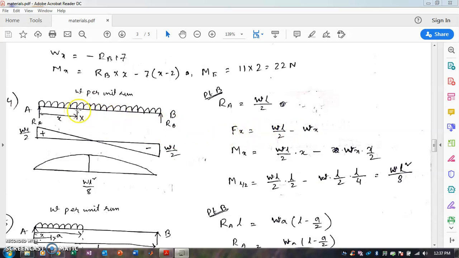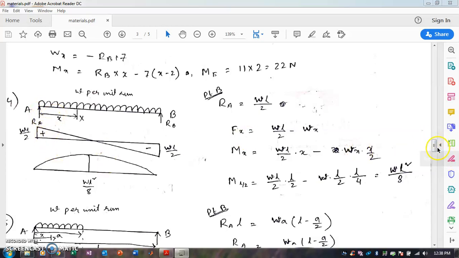And what will be the bending moment at x? The bending moment will be RA into this distance minus the force Wx, which is acting at the midpoint, so at a point x by 2. So the moment is Wx into x by 2, that is Wx square by 2. So the bending moment at point x will be RA into x minus Wx square by 2. And it will be positive because RA is upward and that is downward, so the value will follow the positive y-axis.